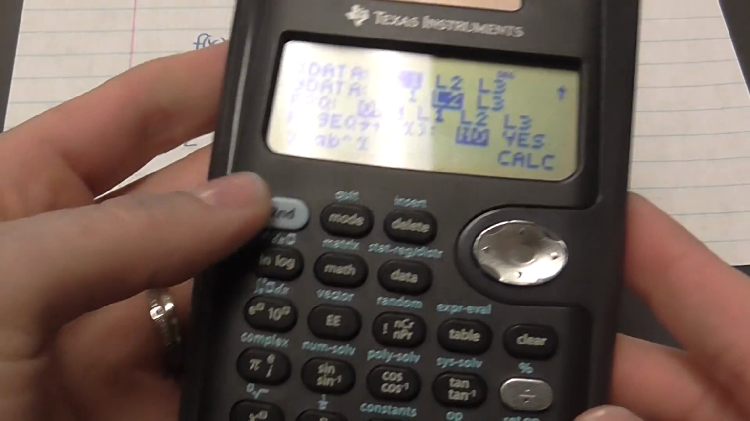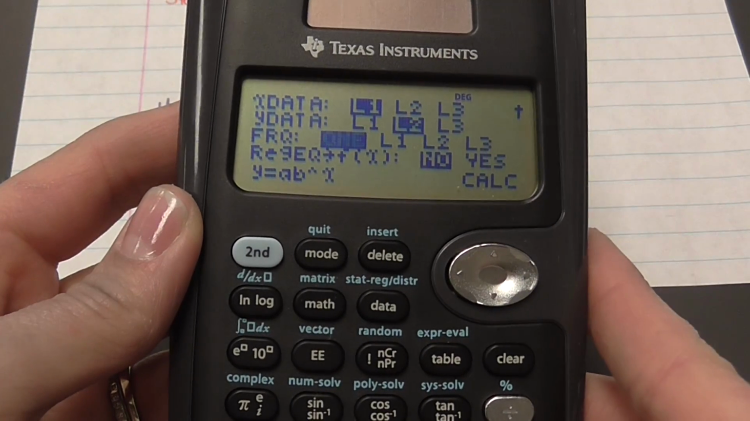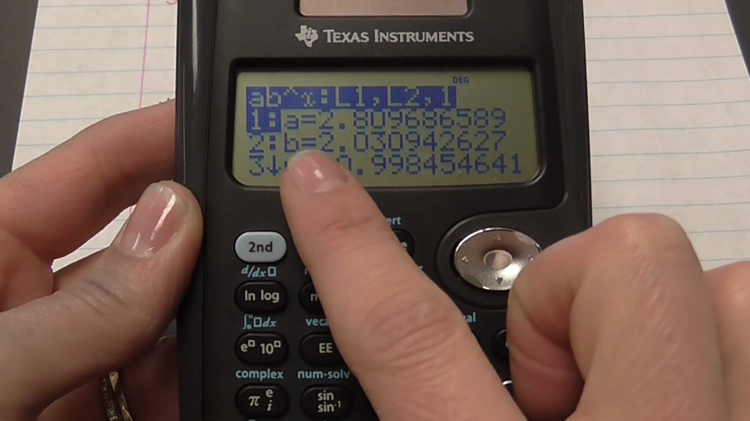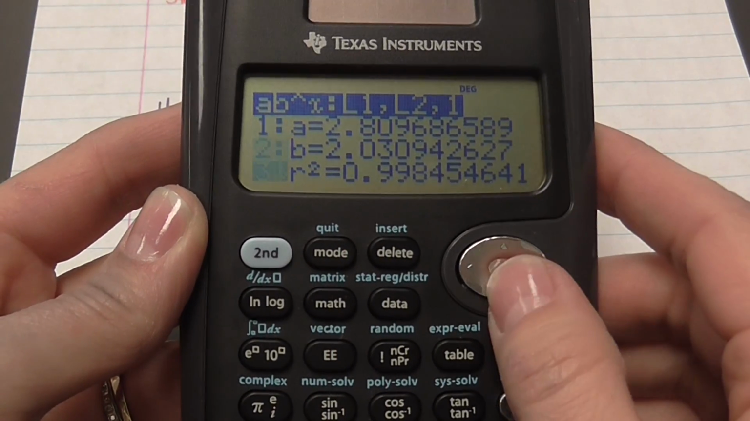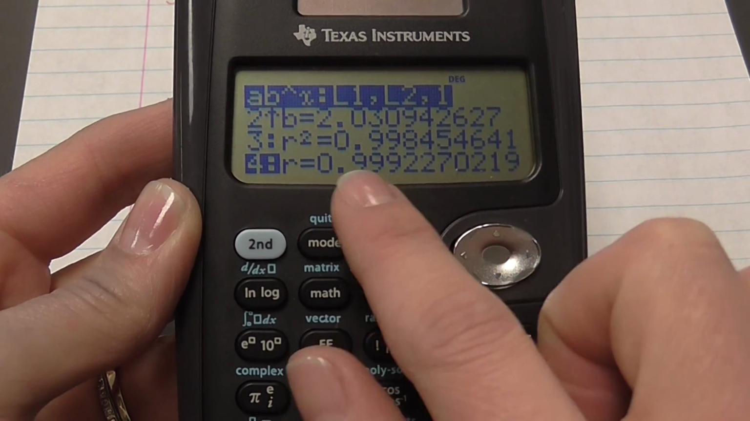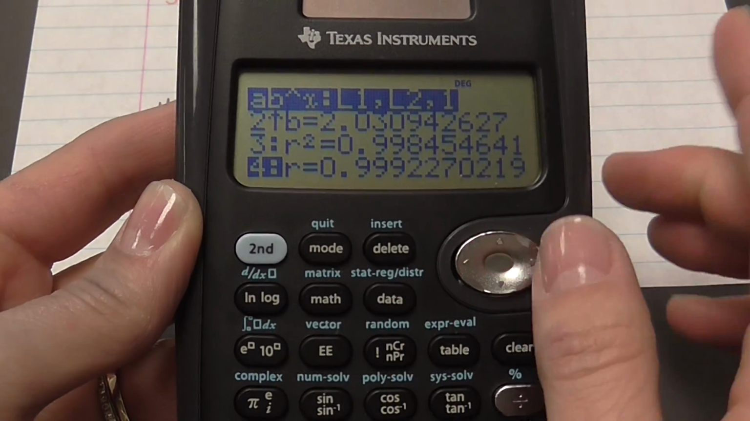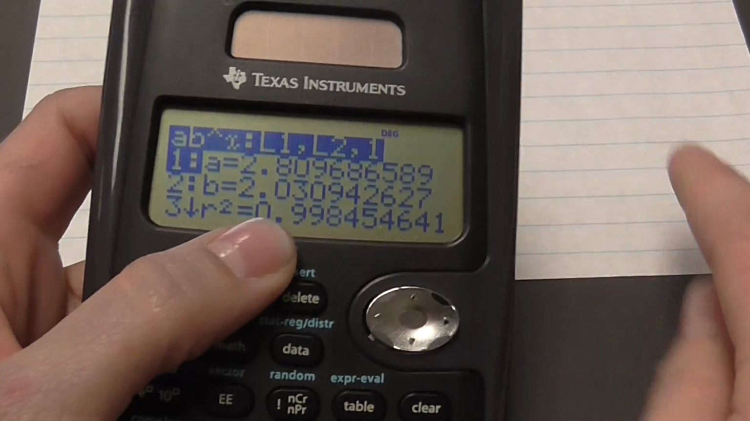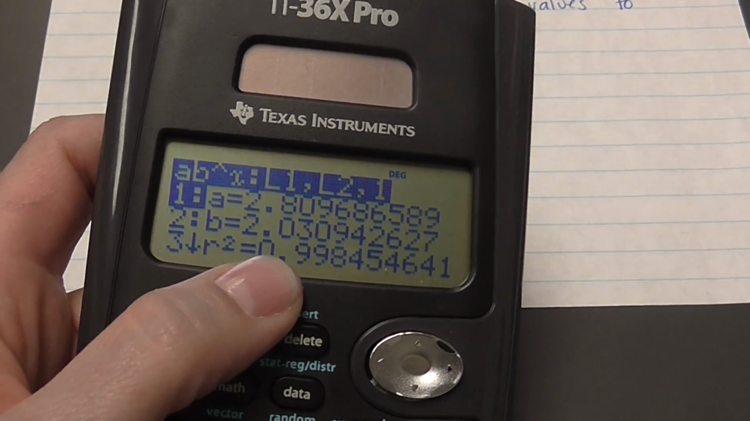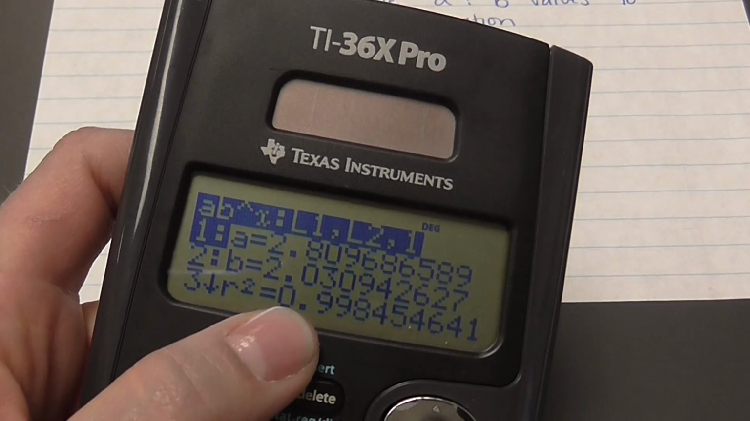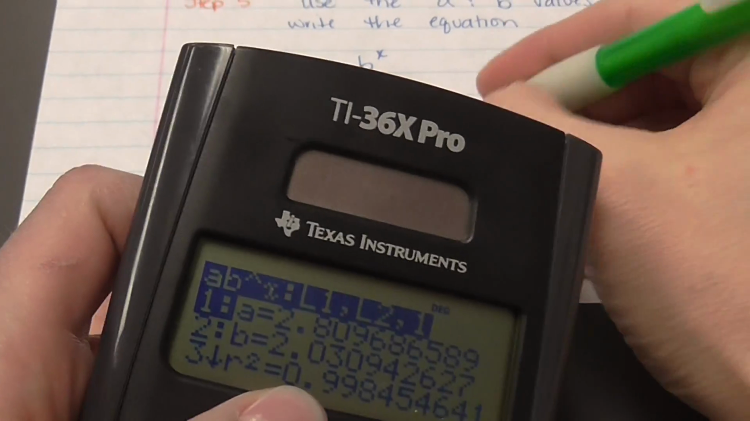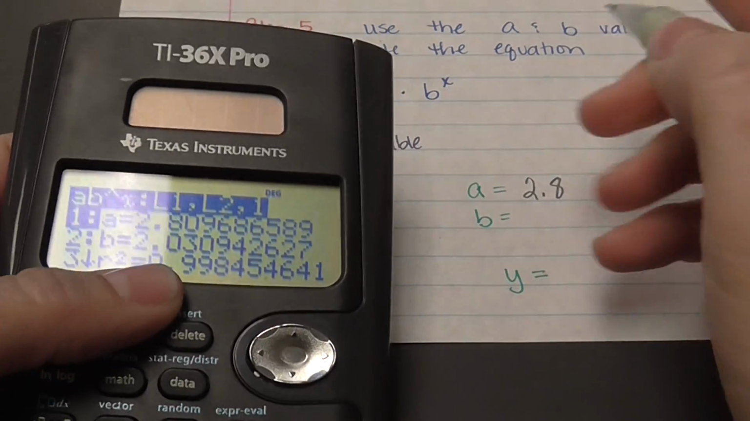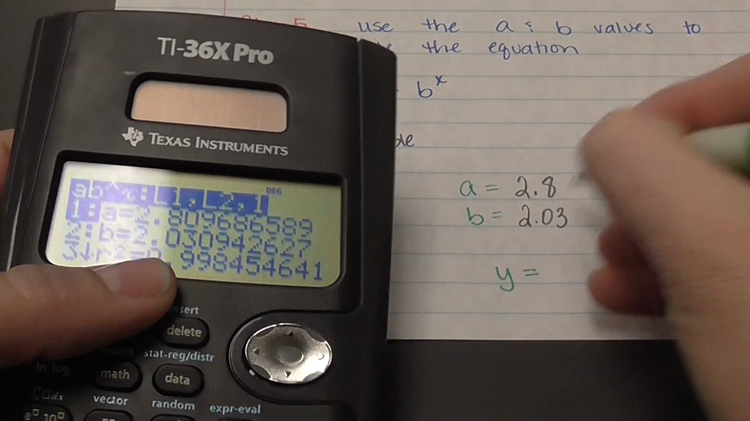And I'm going to hit enter, and I'm going to keep hitting enter until I'm telling it calculate. So that's 5 times. And I get an A value, I get a B value, and then I get that R value, which tells me really closely, R equals 0.999. So this is an extremely close model of what it actually is. So I'm going to scroll back up to A and B. I get that A equals 2.8, and I just wrote that down. B equals 2.03, so I'm just going to put 2.03.